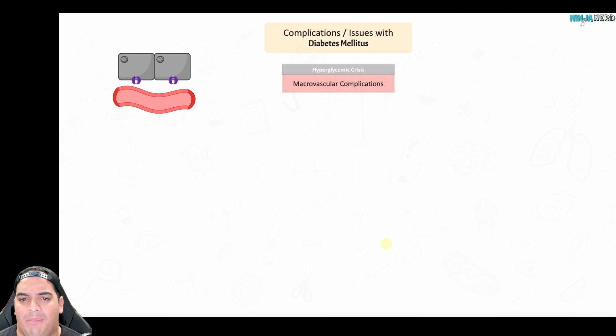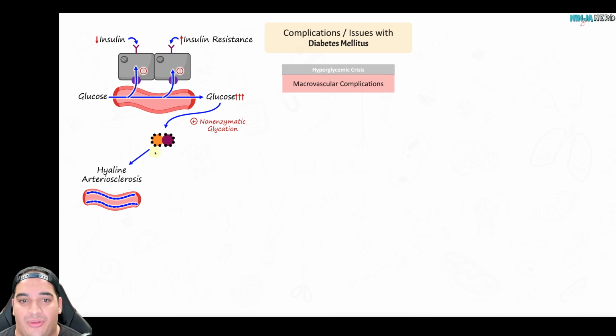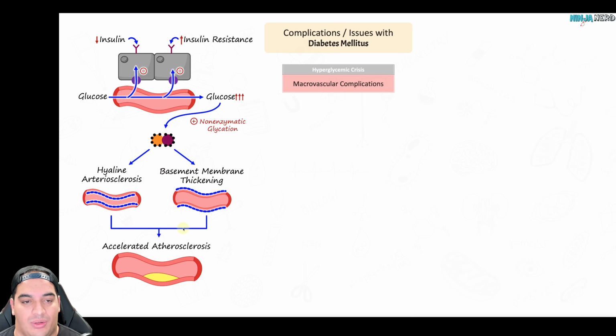What about the more chronic, macrovascular complications that you can experience if the patient has chronic hyperglycemia? So one of the big things to remember is if your patient has no insulin or they're having insulin resistance, whatever the issue is, they're not taking glucose into the cell, so they're living with hyperglycemia. One of the problems with hyperglycemia is that it can trigger something called non-enzymatic glycation. In other words, you can take proteins and lipids and bind glucose onto them. The problem with this is that it really accelerates atherosclerosis. Whether it be hyaline or basement membrane thickening, you're really causing damage to the blood vessels. The blood vessels become thicker and they become higher risk for atherosclerosis.